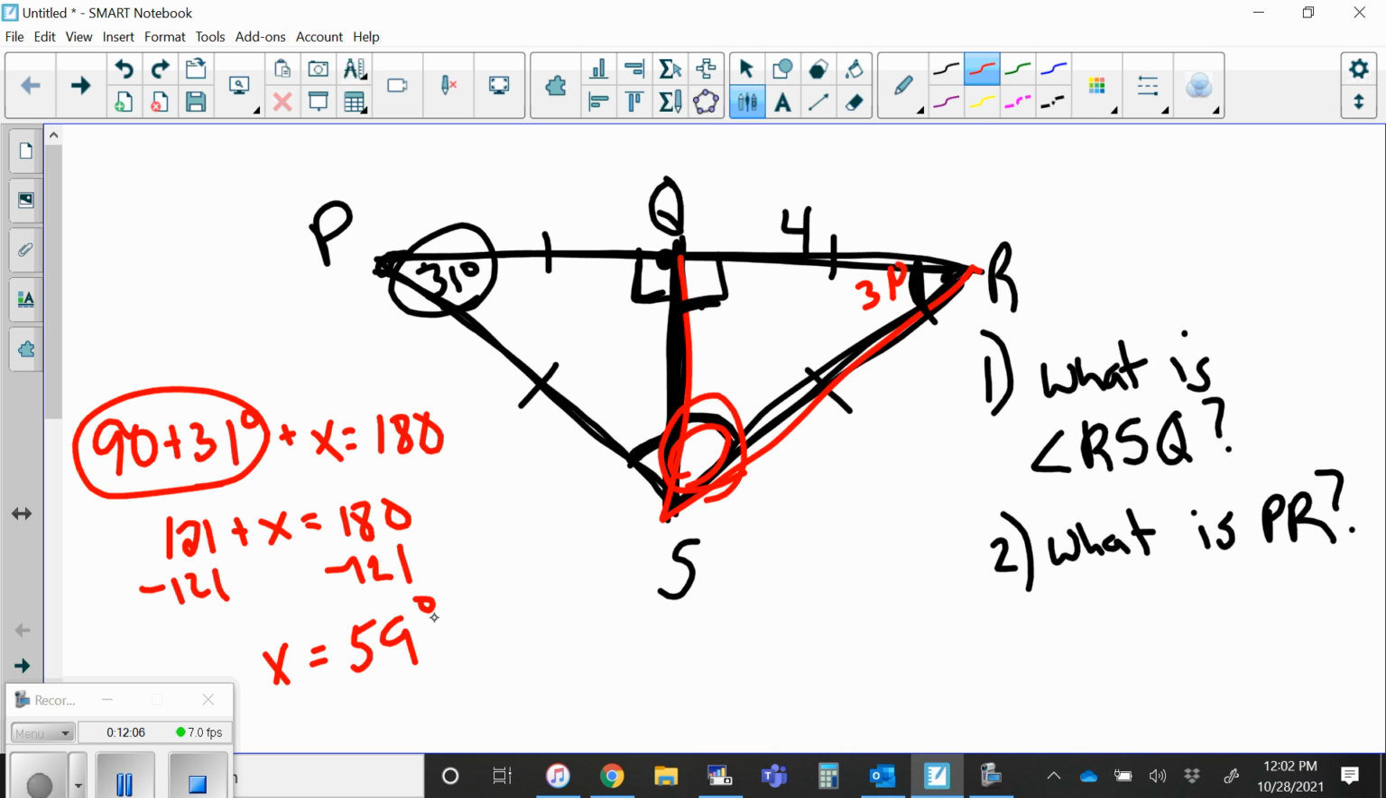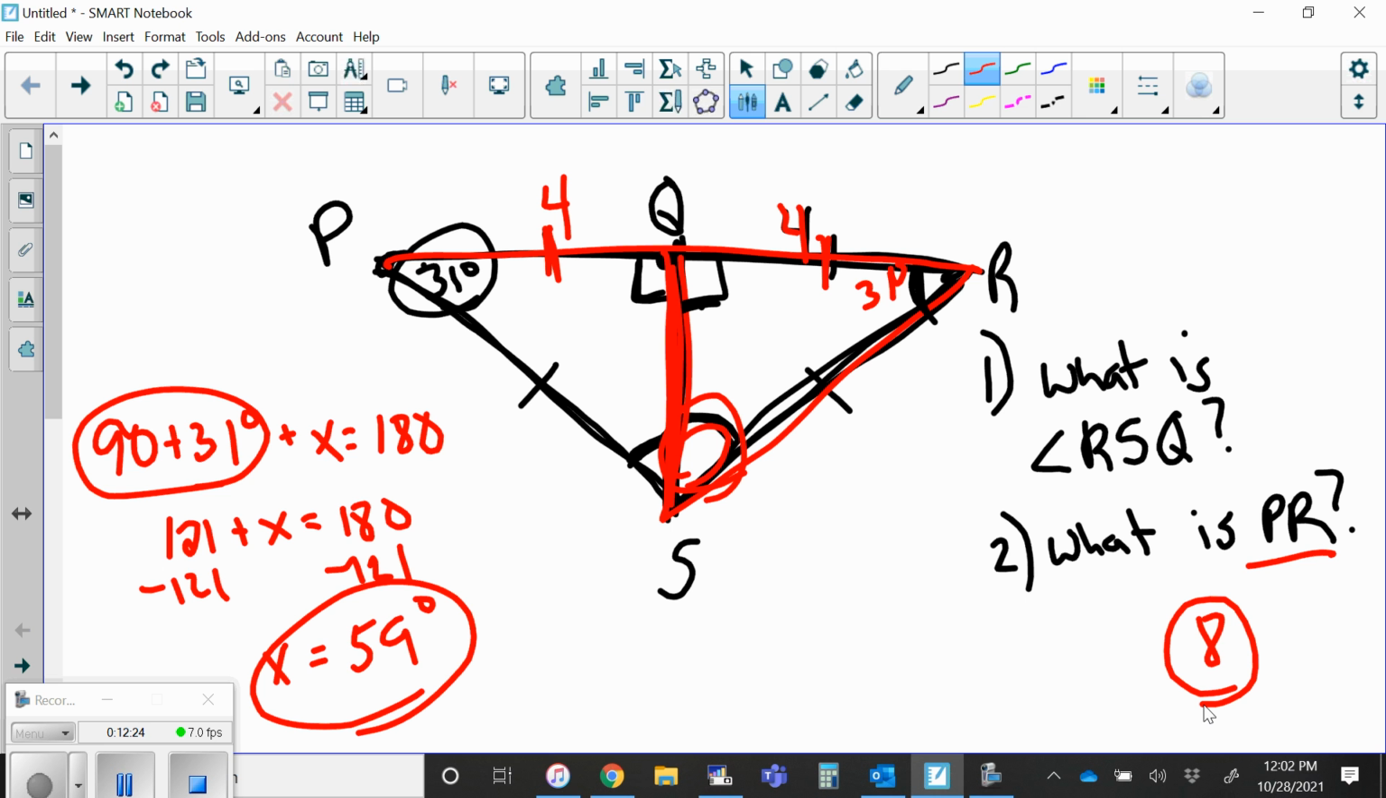Everyone agree to that? Now, if this is 4, we said that this was also a bisector. So if this is 4, what does this have to be over here? But then what does that mean PR is? The entire distance across. What would PR be? Yes or no?